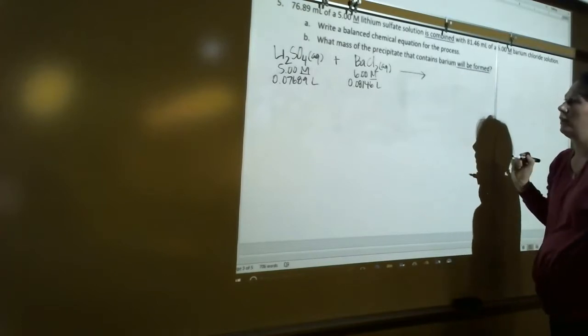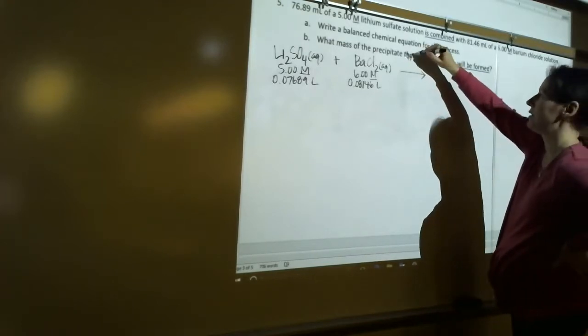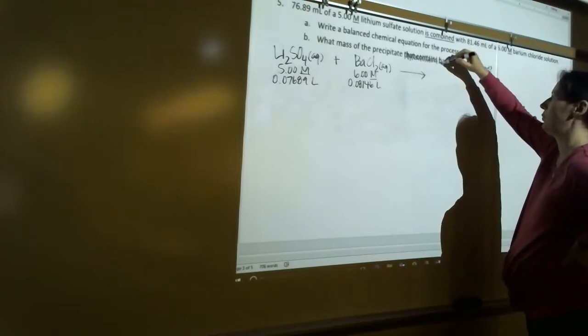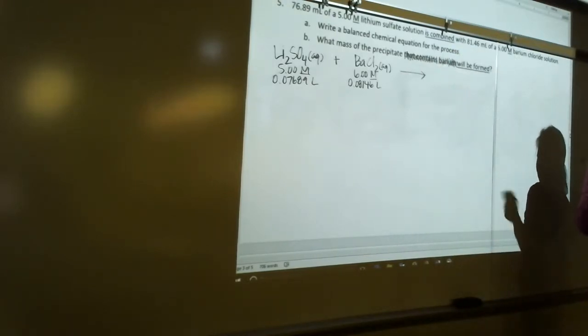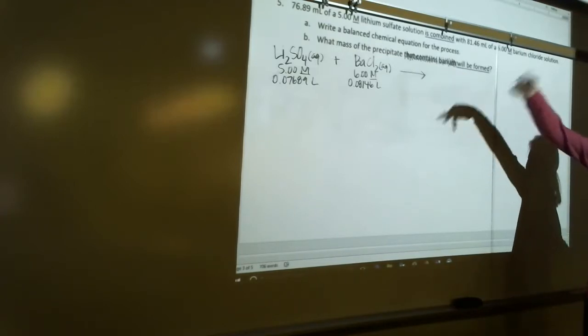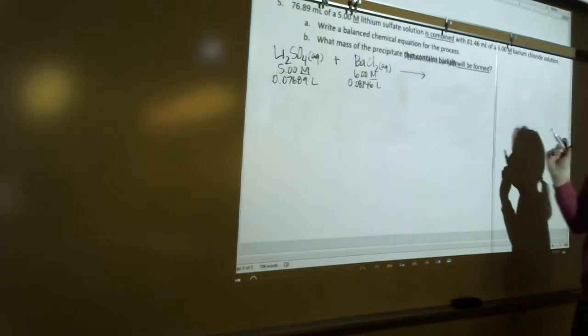That was really nice of me. I'd probably just write on the test what mass of the precipitate and let you figure out which one it is, right? Because that's more likely to be what you would get. I wouldn't tell you that it contains barium. I'd just say what mass the precipitate's formed.